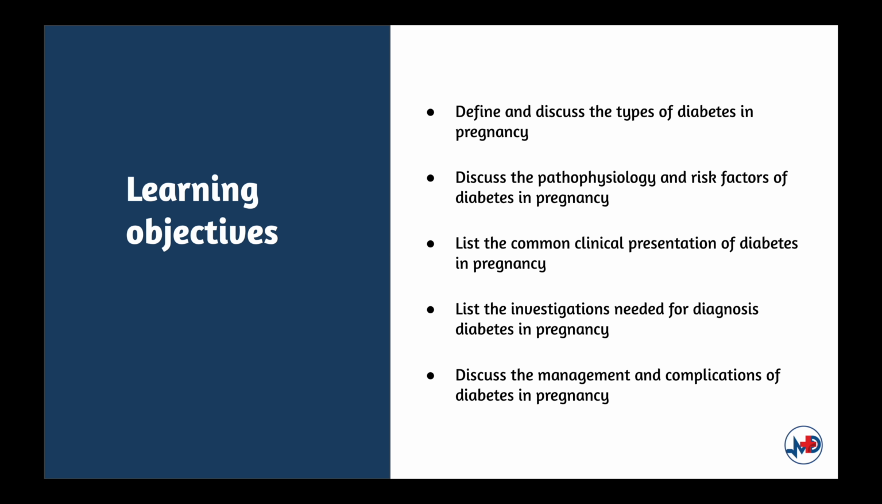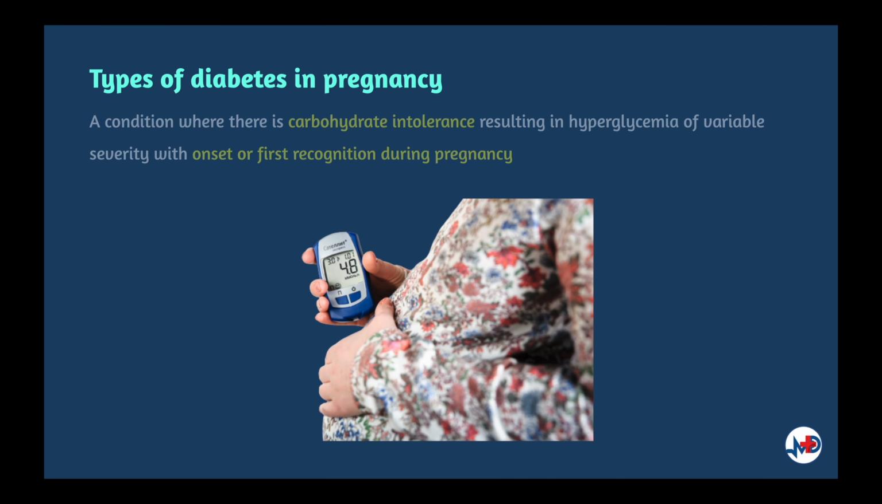Let's get started. There are two types of diabetes in pregnancy, which are pre-existing or established diabetes mellitus, which could be type 1 or type 2, and gestational diabetes. Gestational diabetes, or GDM, is a condition where there is carbohydrate intolerance resulting in hyperglycemia of variable severity with onset on first recognition during pregnancy. GDM usually presents late in the second or during the third trimester. The definition of GDM is used irrespective of whether the condition persists after pregnancy or not.